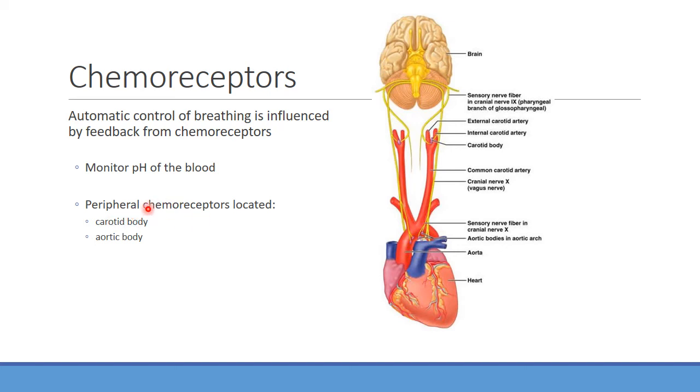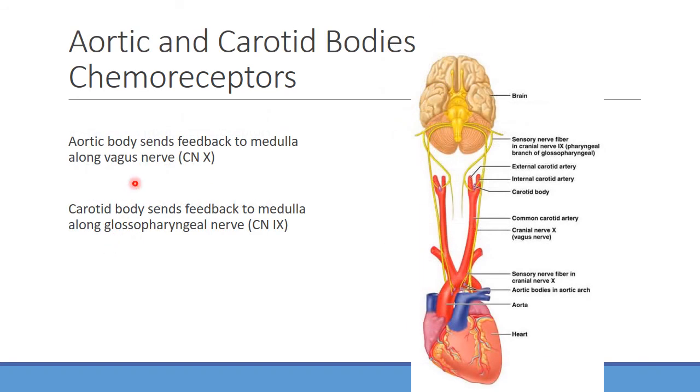Again, you have some peripheral chemoreceptors. They're going to be looking in the carotid body, as we mentioned previously, and also in the aortic body as well. So the aortic body is going to be sending feedback through the vagus nerve, right? So it's going to go through cranial nerve 10 there. The carotid body, though, is going to go through the glossopharyngeal nerve, or cranial nerve 9. A little bit of differentiation there in how it gets signaled up to the brain.